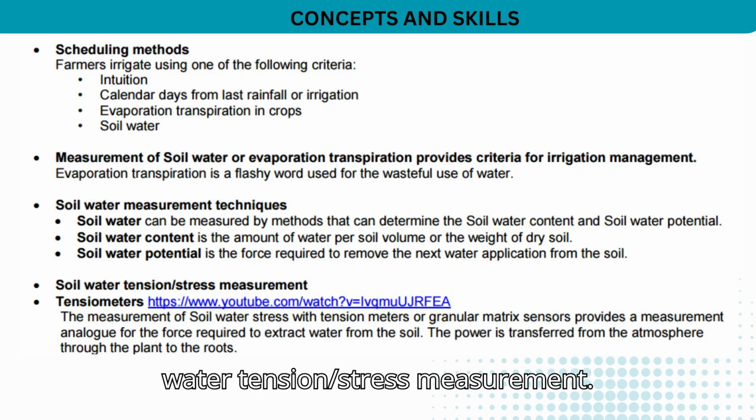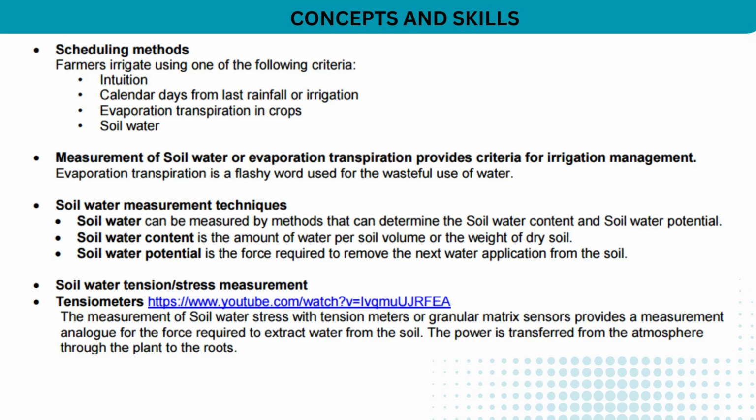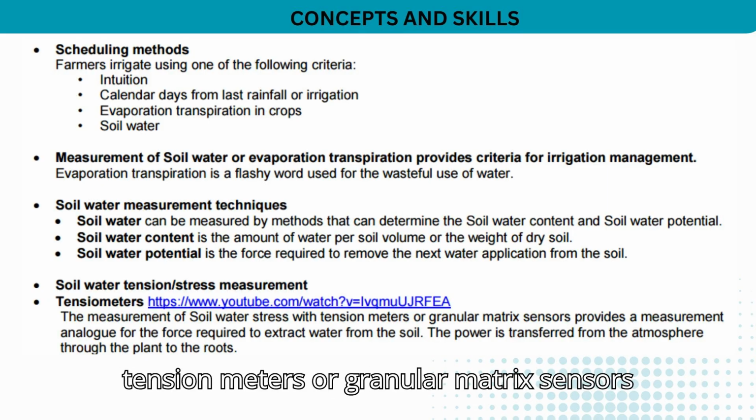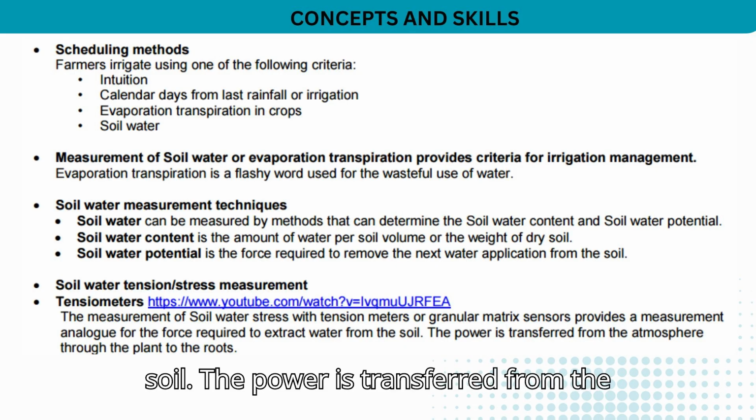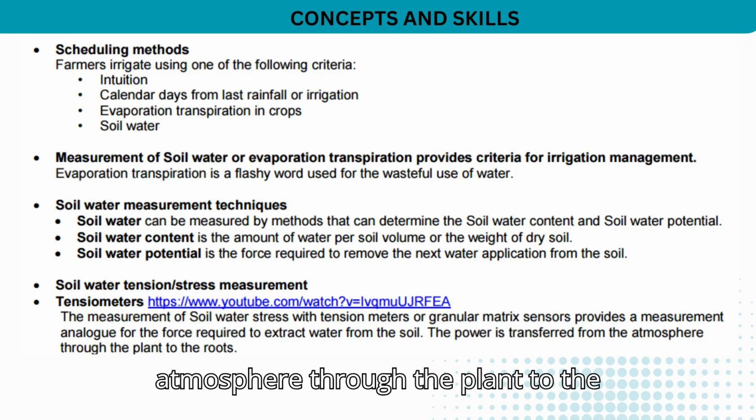Soil water tension/stress measurement. Tensiometers. The measurement of soil water stress with tension meters or granular matrix sensors provides a measurement analog for the force required to extract water from the soil. The power is transferred from the atmosphere through the plant to the roots.